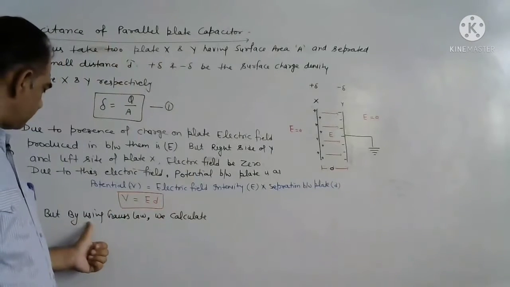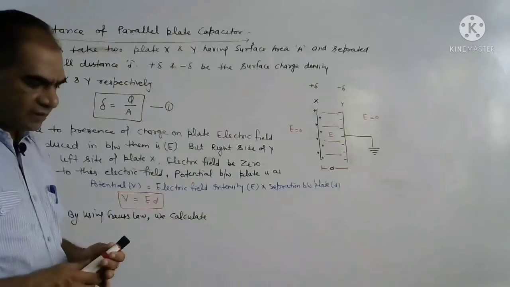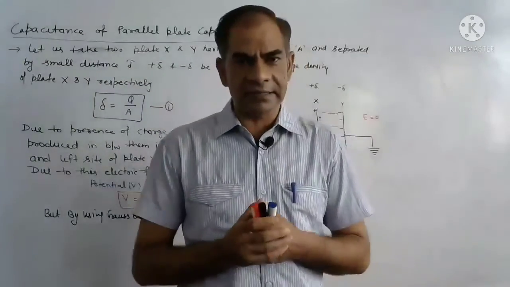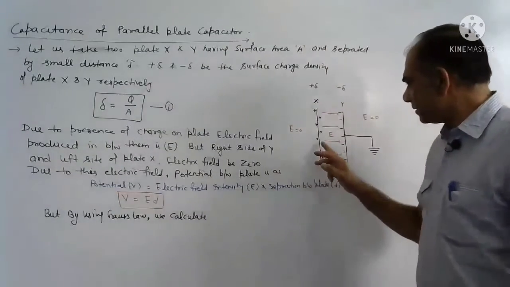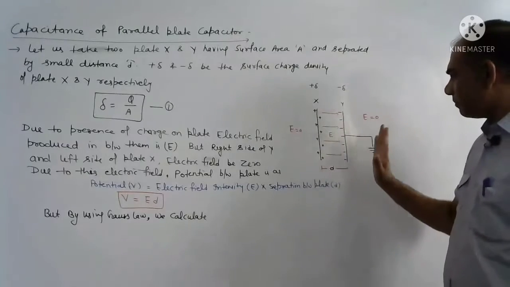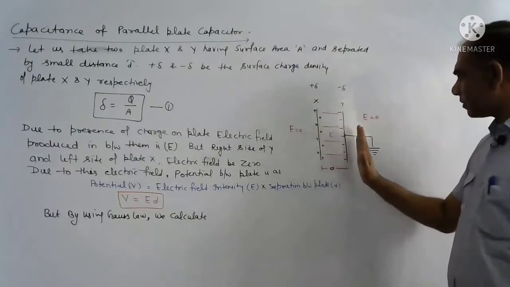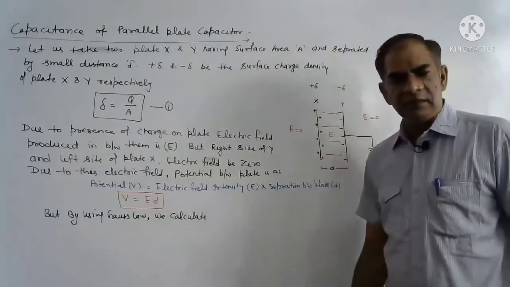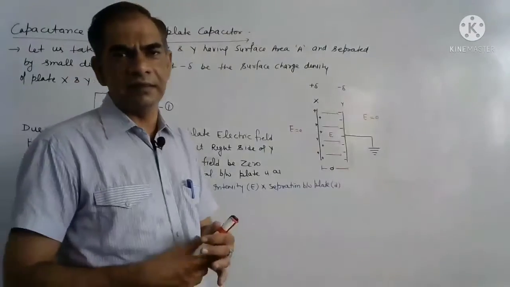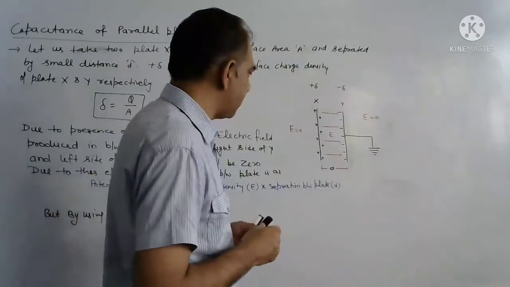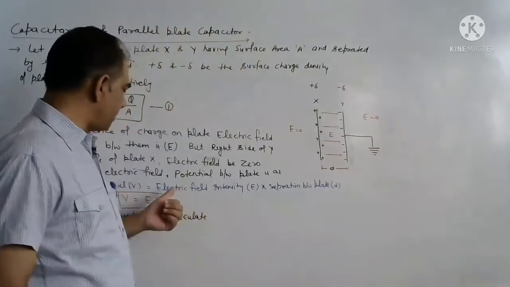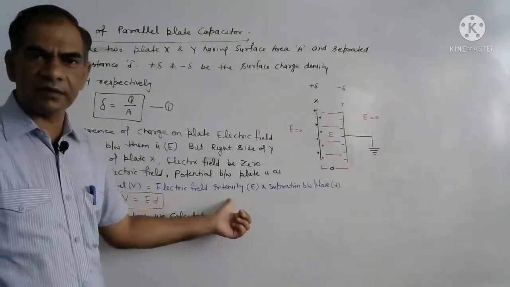By using Gauss law, we calculate the value of electric field intensity. One question arises in your mind: as we move away from the positive plate towards the Y plate, does the electric field intensity vary, or is it constant? This question is generally asked and kept in the mind.